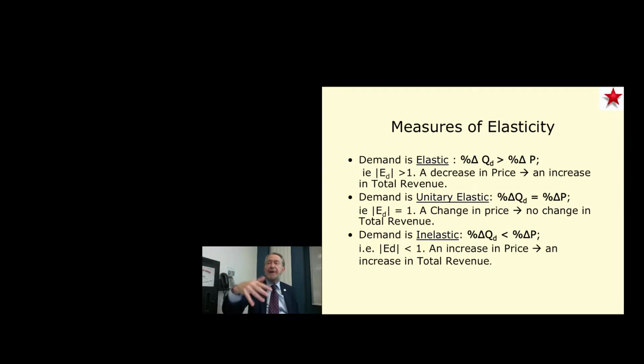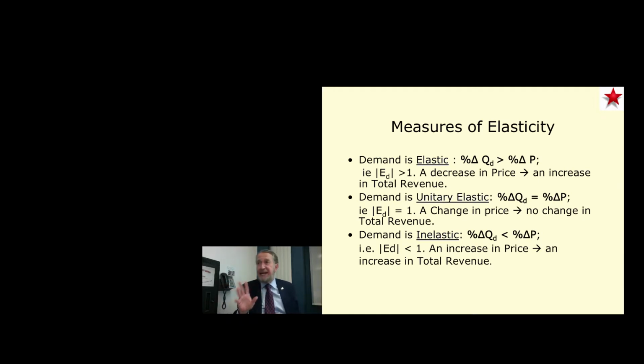I raise price by 20%, and I only lose 10% of my quantity. So what's elasticity? 20% on the bottom, 10% on top. What's the number? Half. Yeah, half, right? Just solve for that. Good. So the number would be 1/2. Well, that means demand is inelastic. The quantity change was smaller than the change in price.